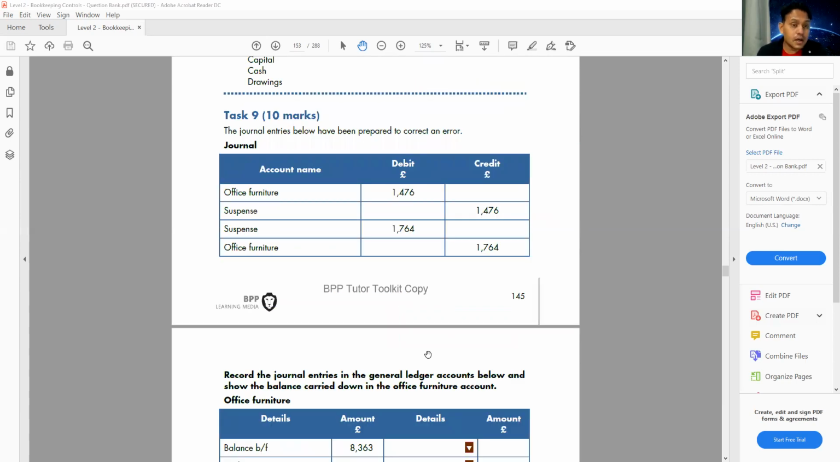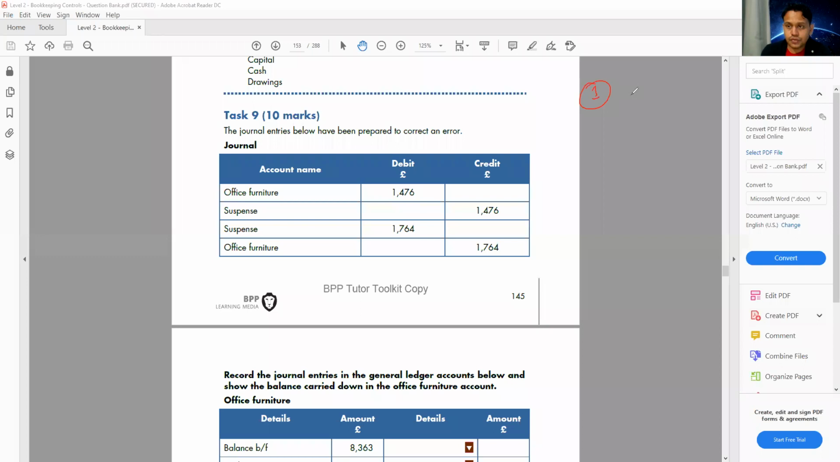Task 9. On task 9, we have the journal entries below have been prepared to correct the errors. So this is very simple and easy. All you need to understand, there are 2 journals here. So we have office furniture debit, suspense credit. We have suspense debit, office furniture credit. Just write it down here first.